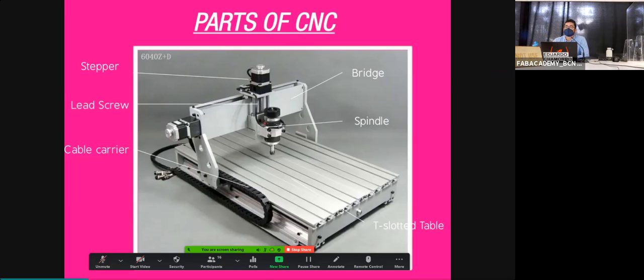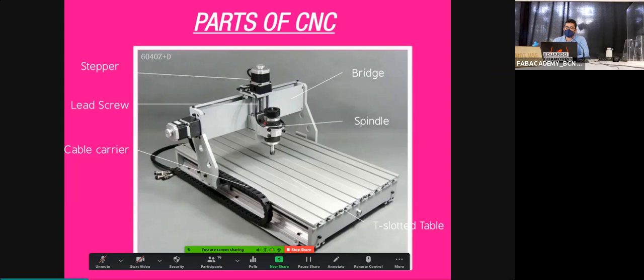We have the spindle or the router. Could be a spindle or router. We'll see the difference later. It is basically the rotating motor, usually high speed, where the cutting knife or milling bit is attached.